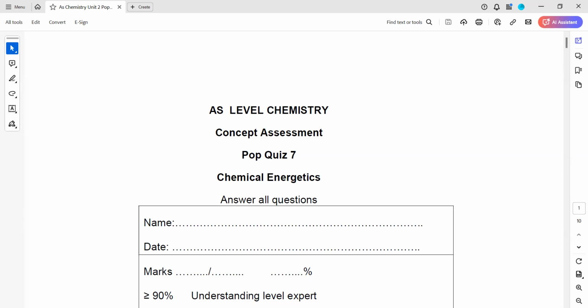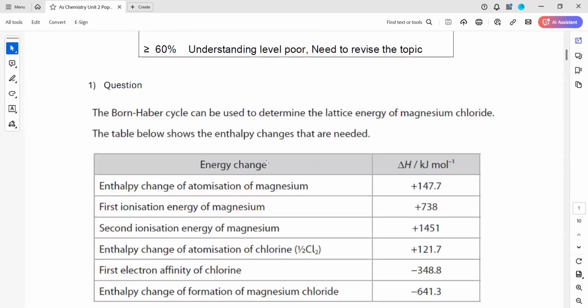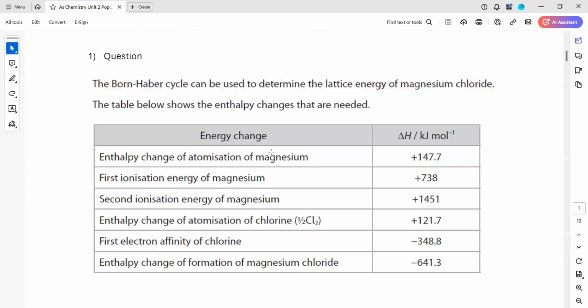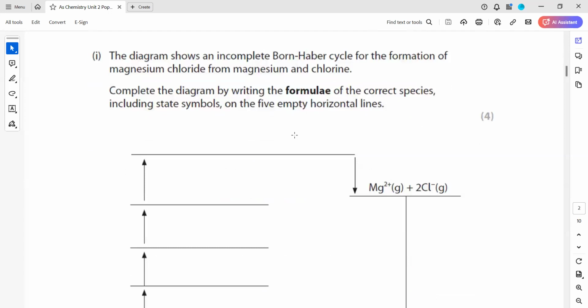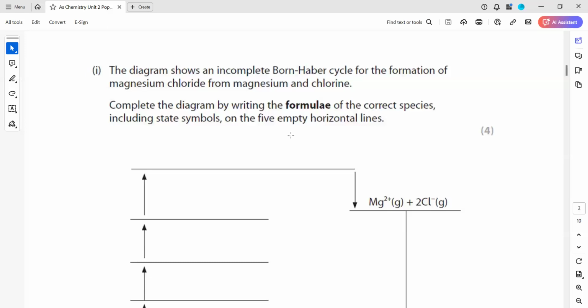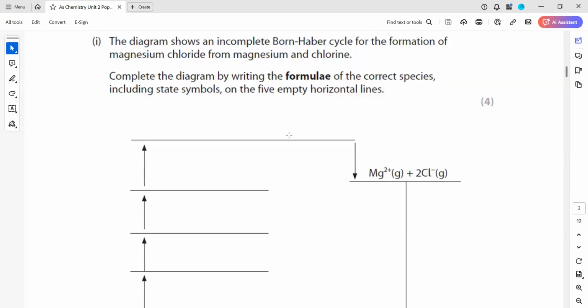Quiz 7, which is related to the chemical energetics topic. The first question: the Born-Haber cycle can be used to determine the lattice energy of magnesium chloride. Different values are given. The diagram shows an incomplete Born-Haber cycle for the formation of magnesium chloride from magnesium and chlorine. Complete the diagram.